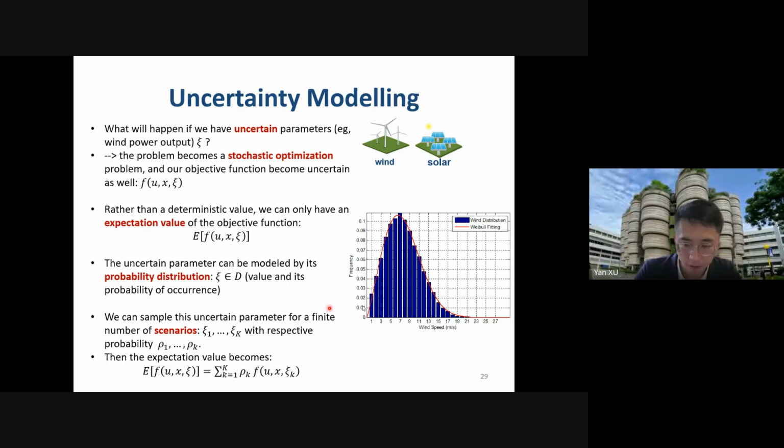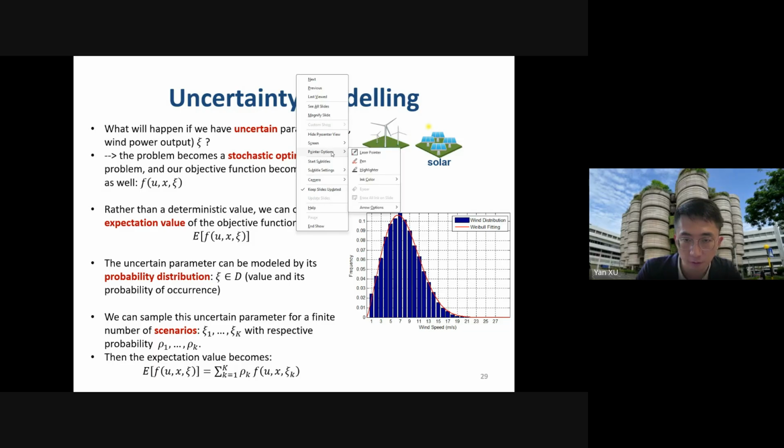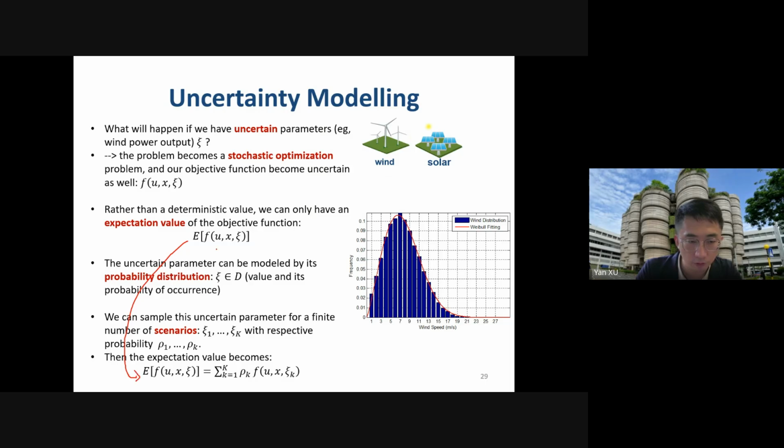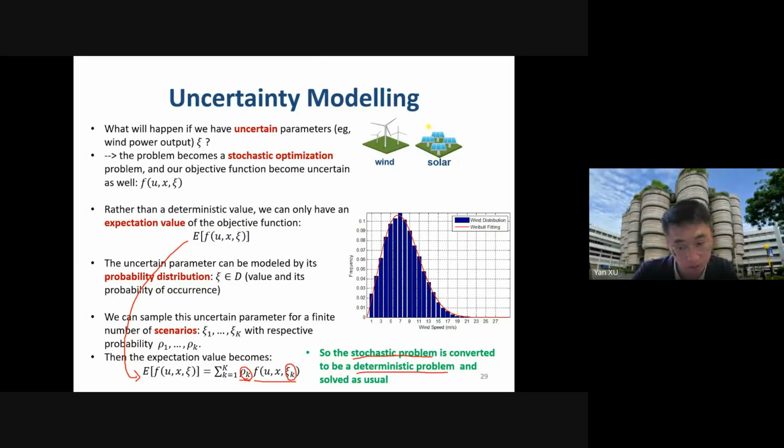Now, in order to solve this model, we can sample different values of this uncertain parameter within this probability density function. For each scenario, we can sample a value, right? If we sample a total of K different scenarios, each scenario will have a corresponding probability from the probability density function. So in the end, we can convert this expectation function into this format. E now equals the probability times the corresponding value function under the random scenario, okay? So you can see the objective function becomes a fixed one, a deterministic one. By doing that, the stochastic problem is converted to a deterministic problem model.